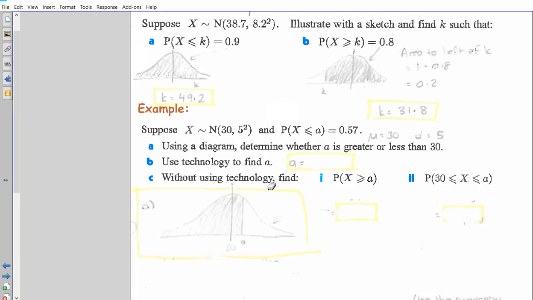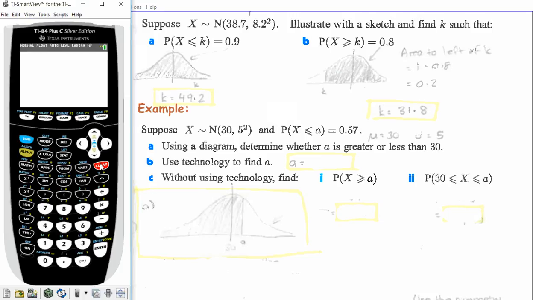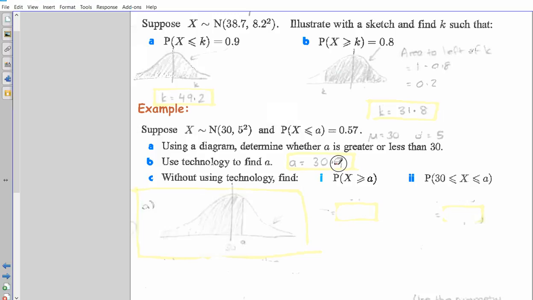So use technology to find A. We've already been told the area to the left, we're all good, so we just have to enter in the area 0.57. So let's go second vars, 3, inverse norm, 0.57, and our mean is 30, our standard deviation is 5. Let's see what we get. We've got our upper bound as being 30.9. So 30.9 would be our upper bound. A is our upper bound, as you can see.